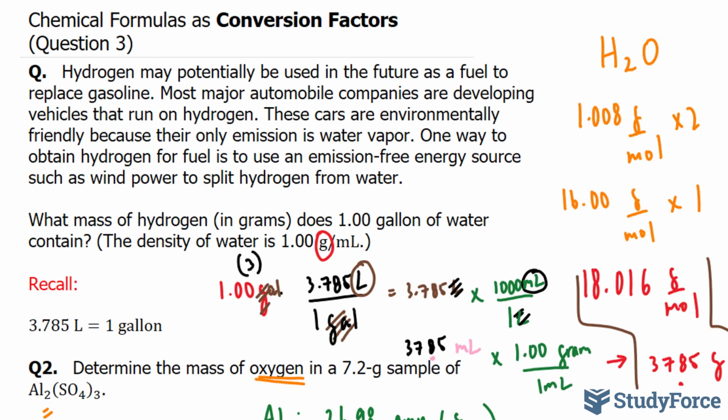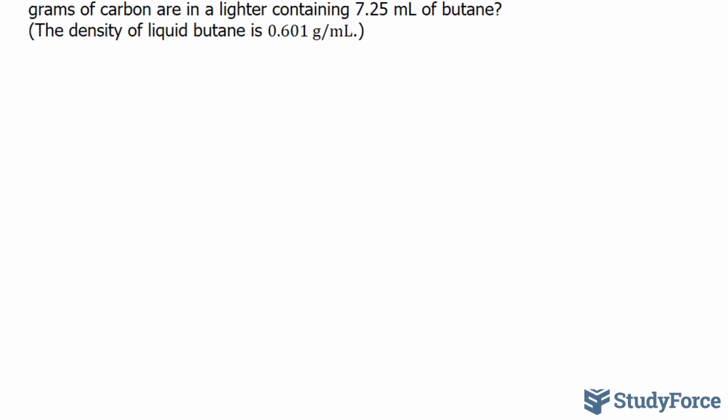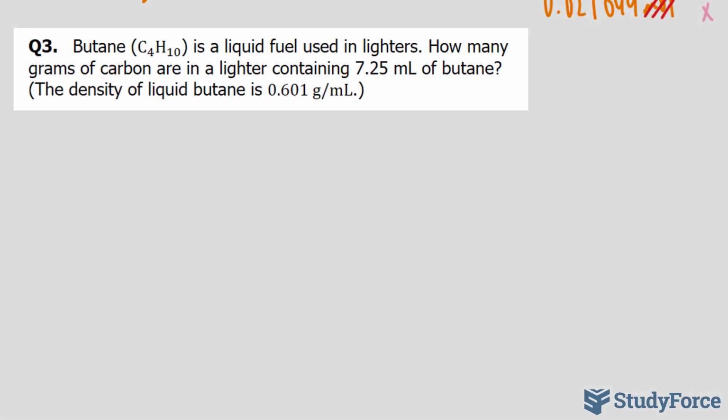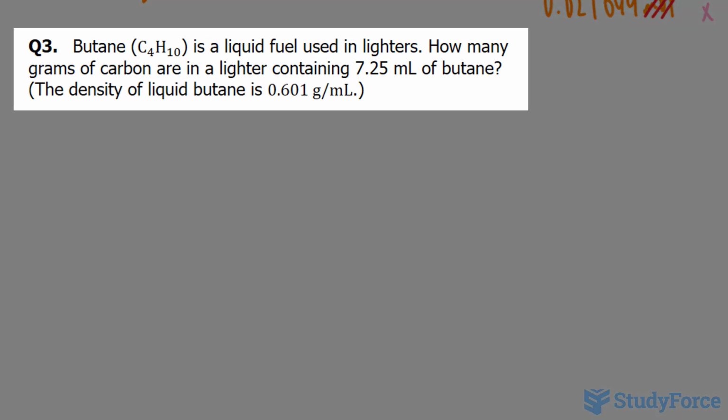In the third and final question of this series, where we use chemical formulas as conversion factors, we're expected to answer the question: butane, which has the chemical formula C4H10, is a liquid fuel used in lighters. How many grams of carbon are in a lighter containing 7.25 milliliters of butane when the density of liquid butane is shown right there?